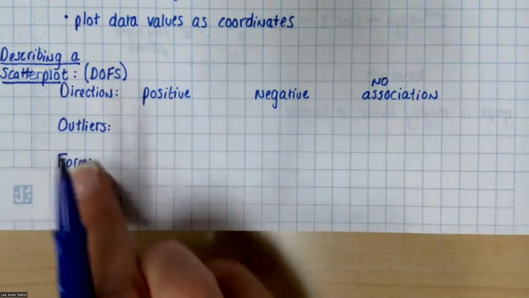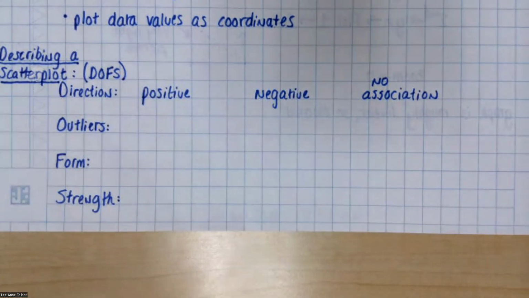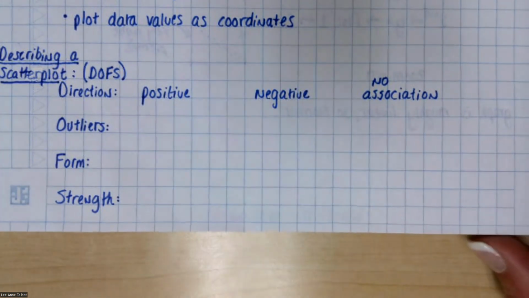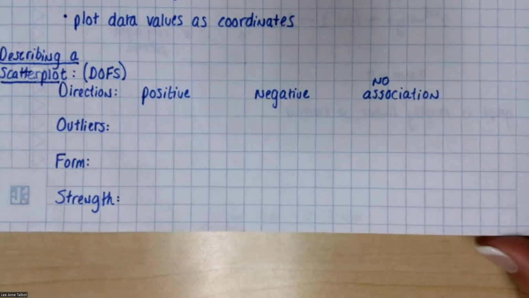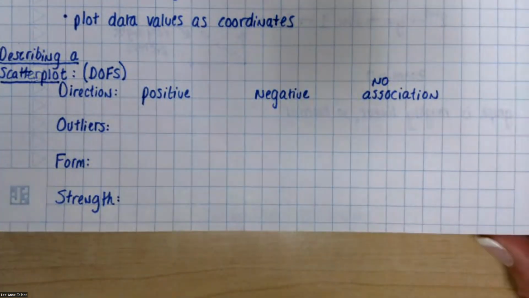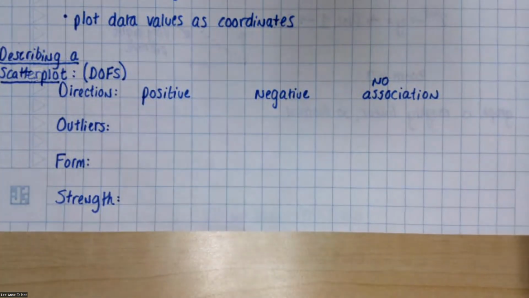So direction, outliers, form, and strength is DOFS. You only use DOFS for scatter plots. SOCS is everything else. Let me say that one more time. You only use DOFS for scatter plots. SOCS is for everything else. So after you learn this, that's it really for describing all the graphs.